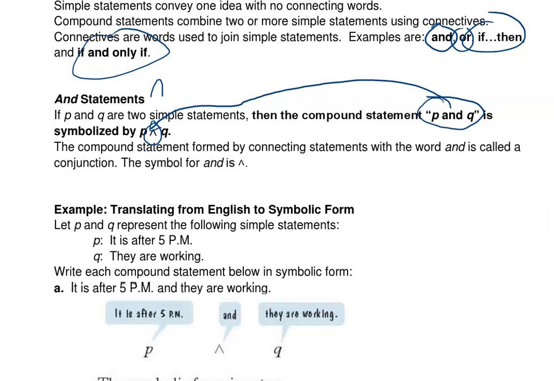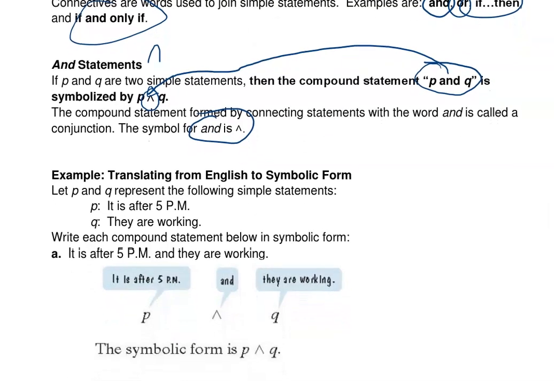The compound statement formed by connecting statements with the word and is called a conjunction. Again, that's not usually a term I use very often. The symbol for and is this caret symbol here, which I just tried to point out with this sloppily drawn arrow. It's right there. I didn't realize it was going to be stated so clearly in the next statement. What is not really being talked about here, and maybe will be relevant later in the lesson, is how do you know when an and statement is true? We have to look at the individual simple statements to decide if the compound statement as a whole is true or false. So we'll look at an example here, and then we'll talk about how we determine if it's true or false.